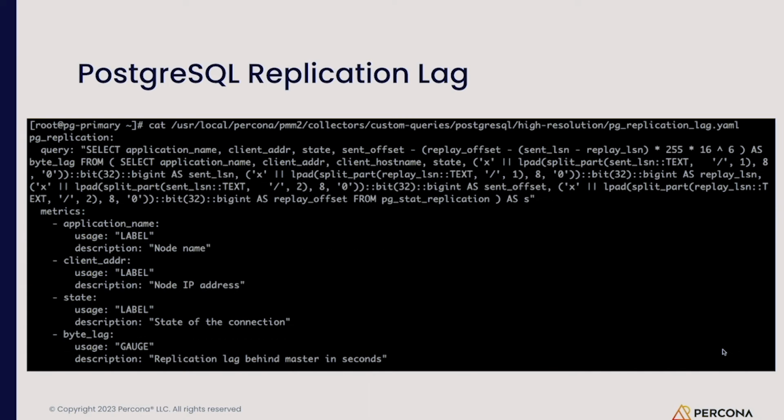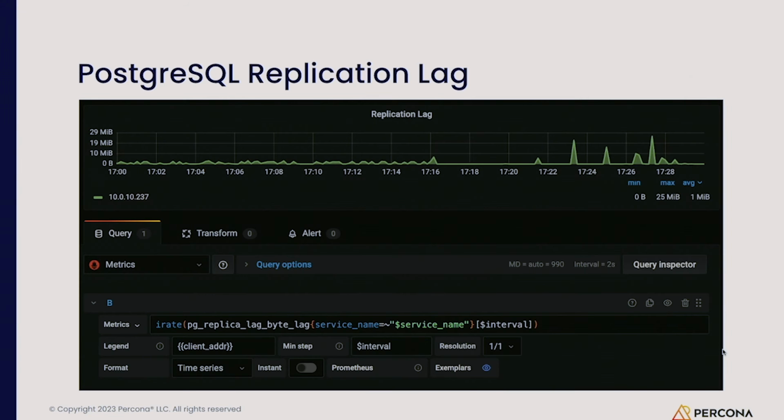So as long as you have the file in user local Percona, whatever custom queries, PostgreSQL high resolution YAML, as long as that file exists, PMM will scrape that directory and will say, okay, I have a YAML here. Let me scrape this and add it to Victoria Metrics. And once the PMM client sends it to the server, that will stay in the server for the amount of data retention you have. So by default, it's 30 days. You can do more or less, whatever you want, but you will have at least 30 days if that's continuously collected.